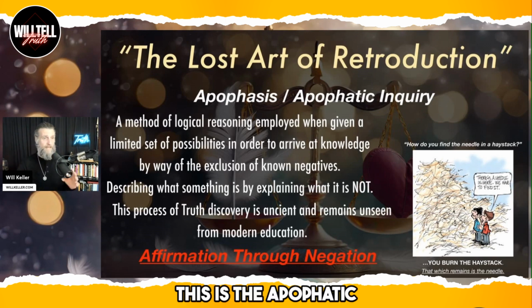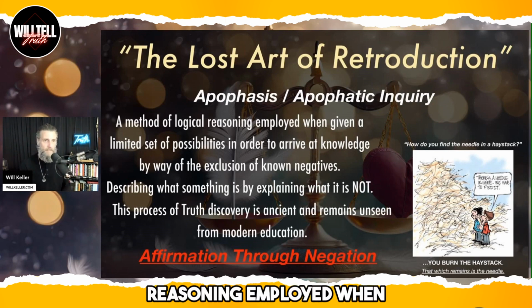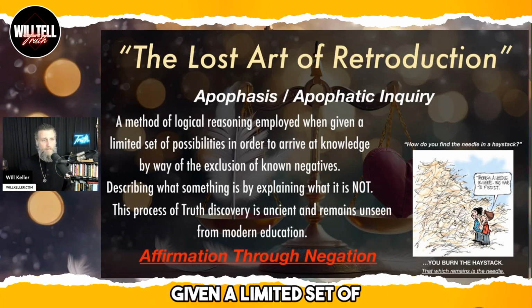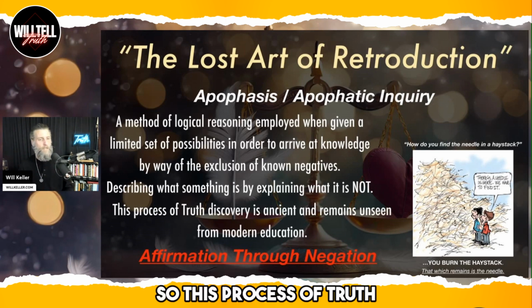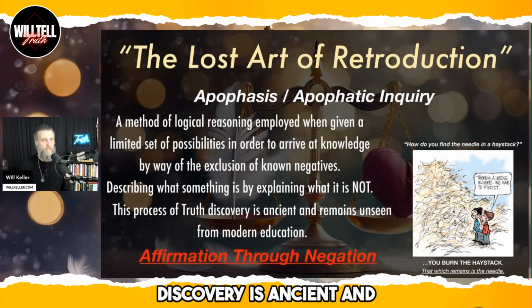This is the apophatic method. Okay, so this method is a method of logical reasoning employed when given a limited set of possibilities in order to arrive at knowledge by way of the exclusion of known negatives. So, describing what something is by explaining what it is not. This process of truth discovery is ancient and remains unseen from modern education.